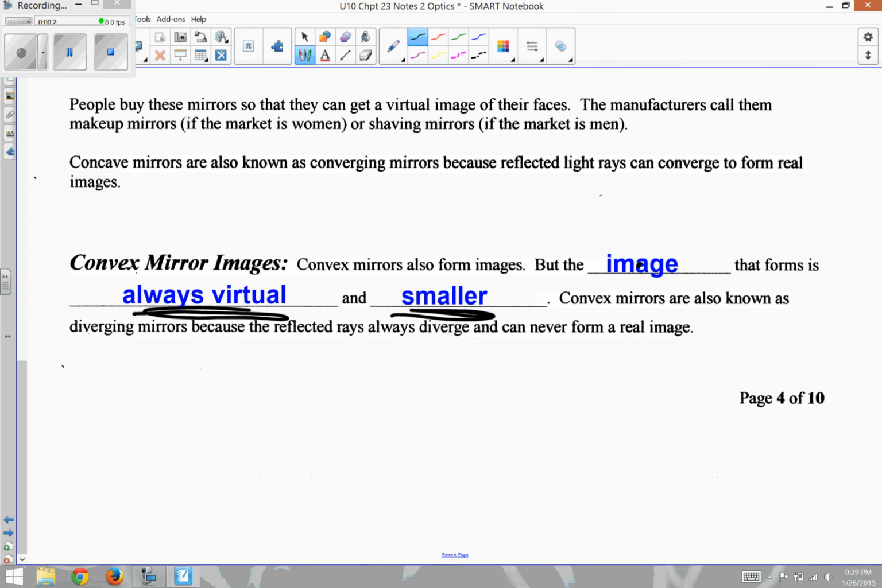These are things that you're going to want to memorize about the convex mirrors and the concave mirrors. There's certain things you're going to want to memorize. It's going to speed up the process, and you want as much time as possible. Always virtual and smaller are the keys to convex mirrors, and it actually makes them easier than the concave mirrors.